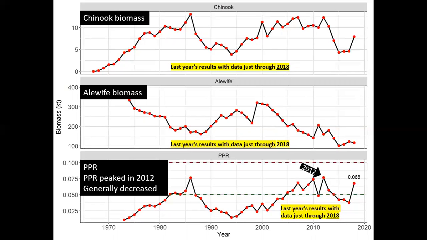And then if we divide the top figure, Chinook biomass, by the middle figure, alewife biomass, we can look at this in terms of a predator-prey ratio, or a ratio of Chinook salmon to alewife. And the predator-prey ratio was generally high in 2012, and following stocking reductions to balance the predator-prey, we did see an improvement in the predator-prey ratio. Again, this is just a review of last year's results, and very soon here, we will be able to update this with the 2019 results.